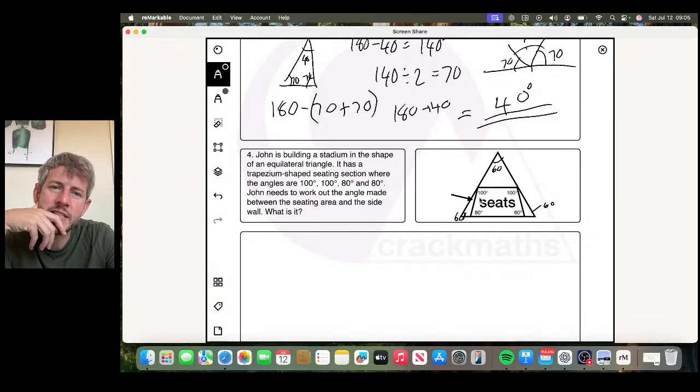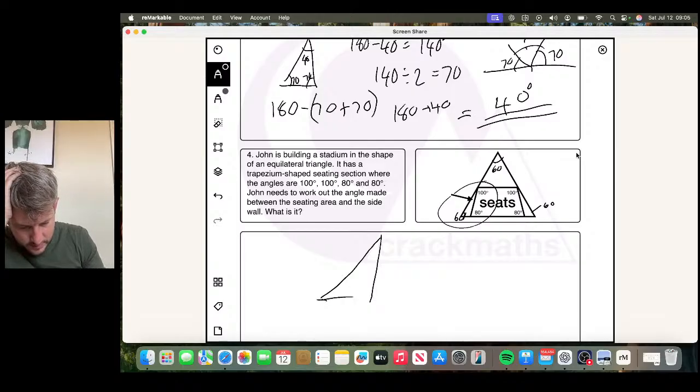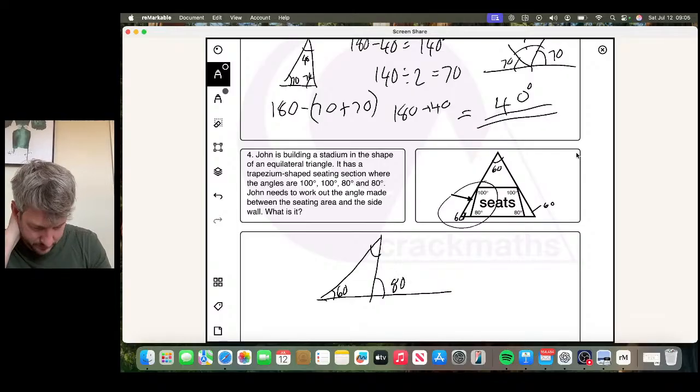If this is an equilateral triangle, this bit will be an equilateral. Well, actually, this is easy. I'm just going to redraw this situation here. So we've got this is 60, this bit is 80, and this is the angle that we want. This is on a straight line. So if this is 80, this must be 100 degrees. So that's 100 degrees there.